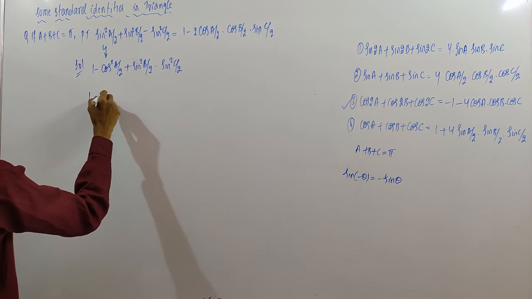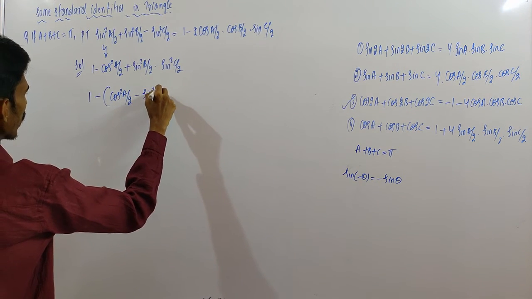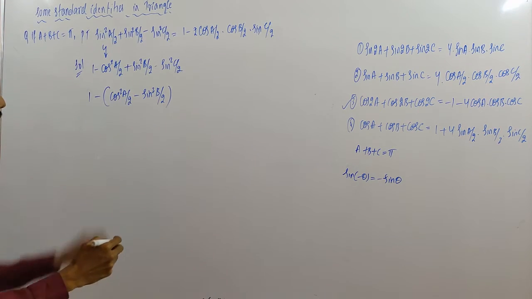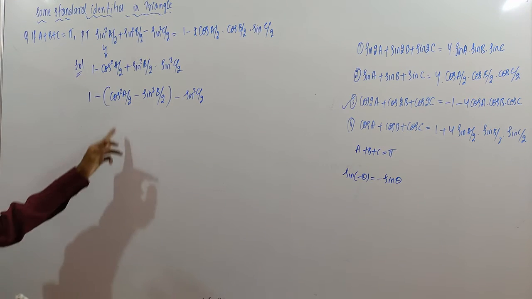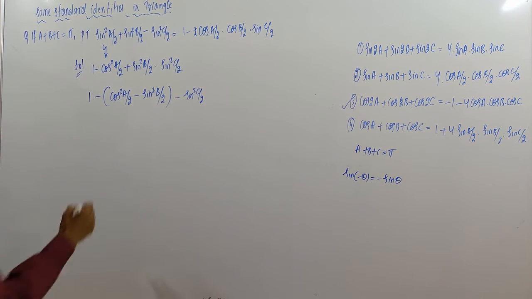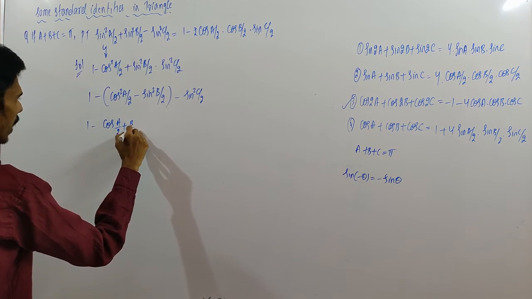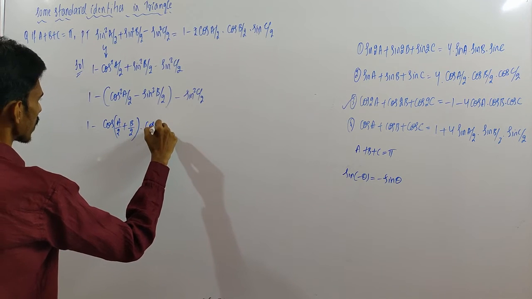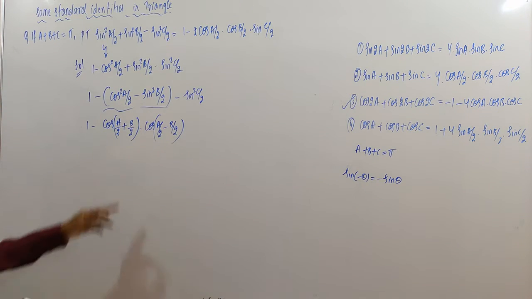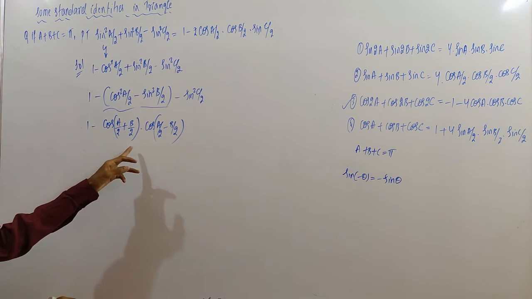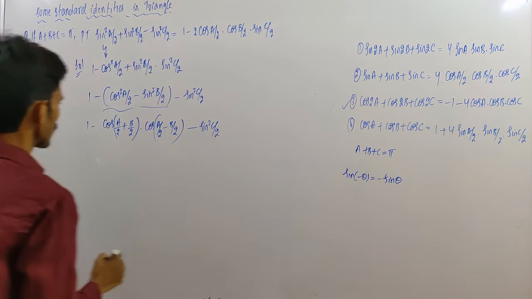Take minus common. We have cos square A by 2 minus sine square B by 2. From these two terms take minus common, minus sine square C by 2 as it is. We have cos square A minus sine square A form. So this will become 1 minus cos (A by 2 plus B by 2) into cos (A by 2 minus B by 2). This is the formula: cos square A minus sine square A value is cos(A plus B) into cos(A minus B). Minus sine square C by 2 as it is.